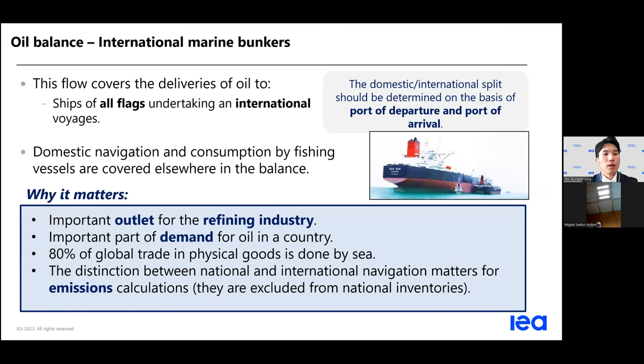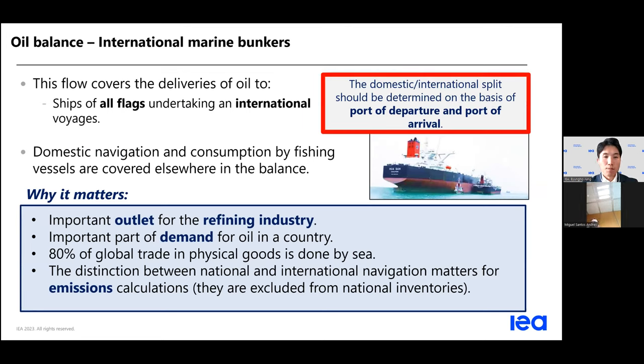And in the oil balance, we just showed the international marine bunker consumption. One key message that I want to highlight here is that the domestic and international split should be determined on the basis of port of departure and port of arrival, not the flag or ownership of the ship.